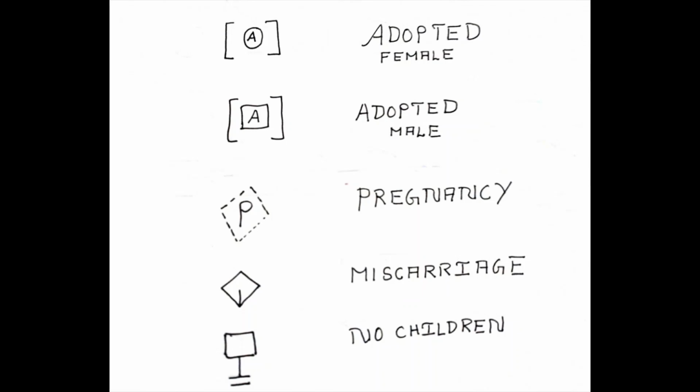Observe the last page. Here the first indicates adopted female, and the second one, the square, indicates adopted male. P refers to pregnancy, and in the rhombus shape one small line represents miscarriage, and the last symbol represents no children. So just take one page and write down all the symbols in a single shade. It will be very helpful to solve pedigree analysis problems. And in the next video, I'll explain how to solve pedigree analysis.